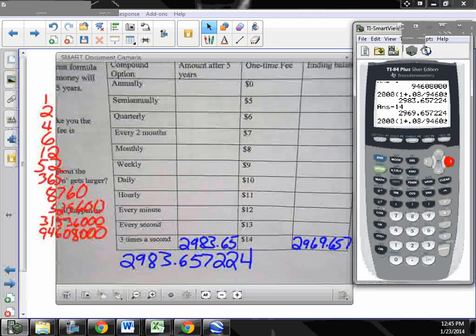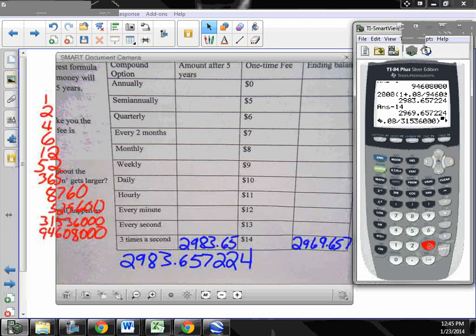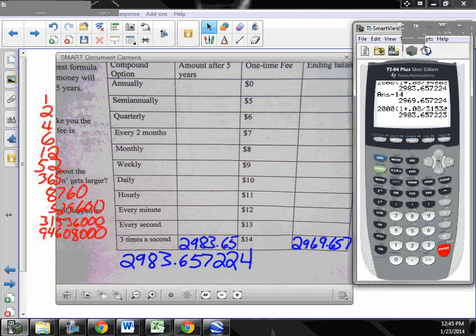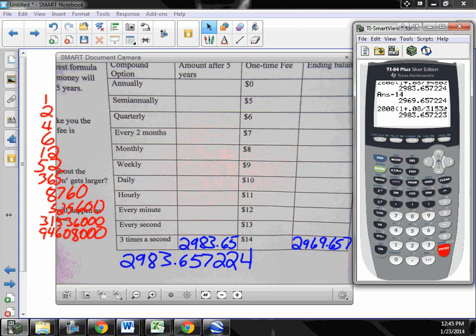So I'm going to type in 3153600, and then plug that number in the exponent also. 3153600. What do you notice? How much of a difference is there? So we have tens, hundreds, thousands, 10,000s, 100,000s, millions. It's 1/1,000,000th of a penny less than the one before.